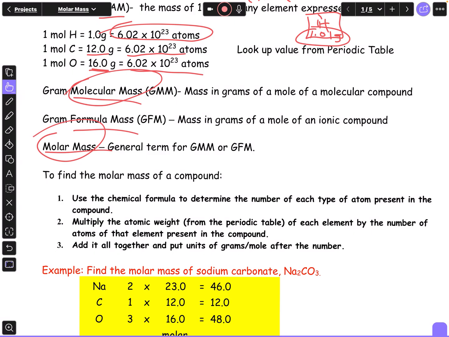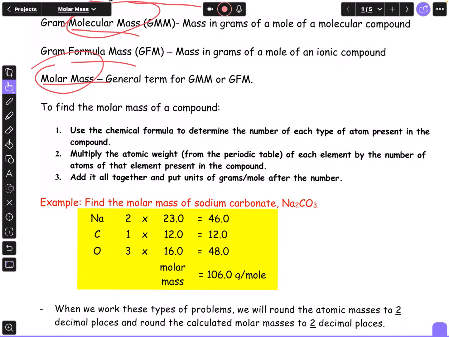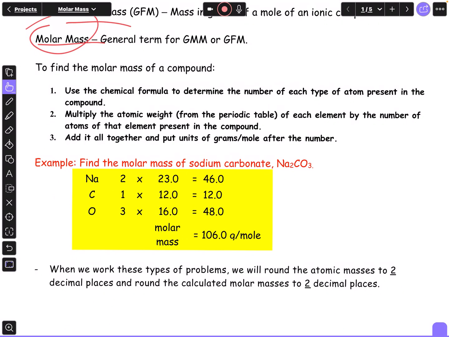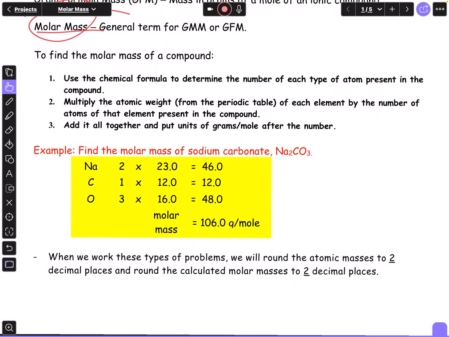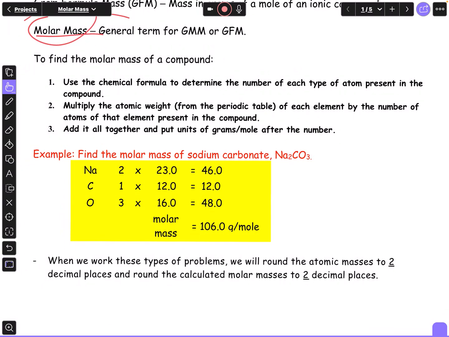Alright, so to find the molar mass of a compound, you're going to use the chemical formula to determine the number of each type of atom present in the compound. So you have to be given a chemical formula. Then you're going to multiply the atomic weight from the periodic table of each element by the number of atoms of that element present in the compound. And then you're going to add it all together and put units of grams per mole after the numbers. So the units for molar mass are grams per mole.